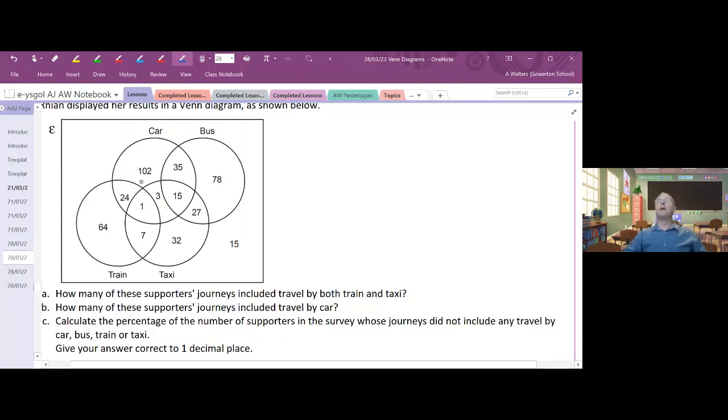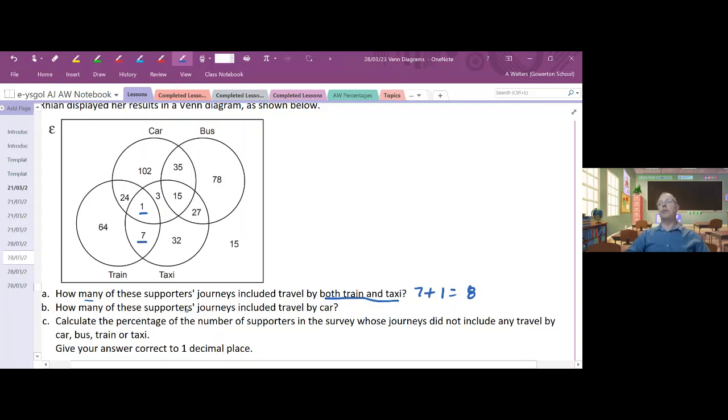Okay. So the first question, if you're ready to resume: how many of the supporters travelled by both train and taxi? Now that's indicated, train is here and the taxi's there, so it's the 7 and the 1. That's the answer.